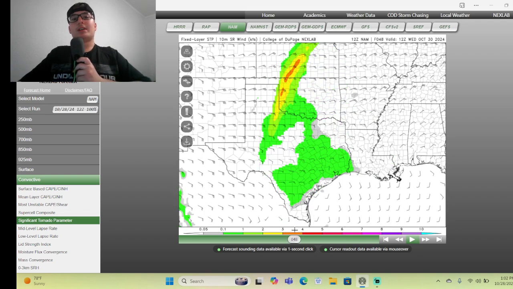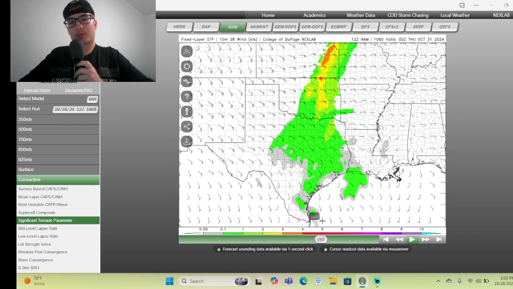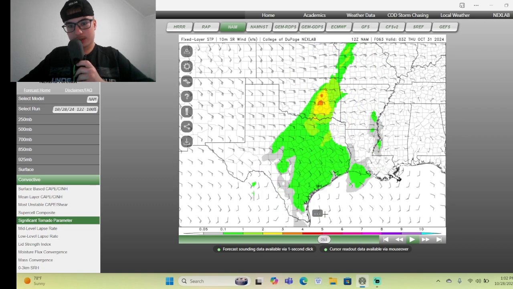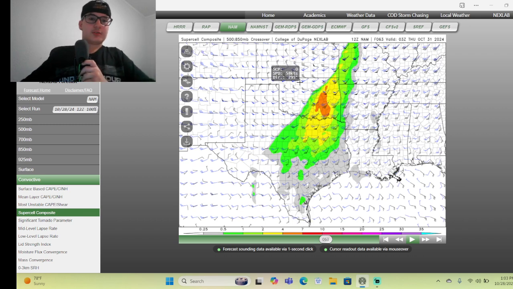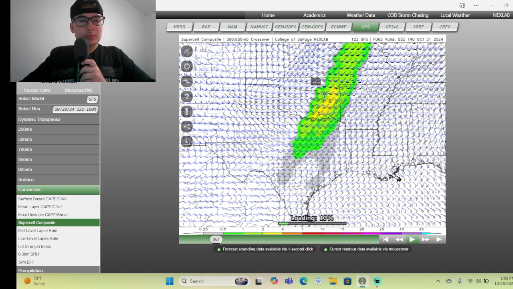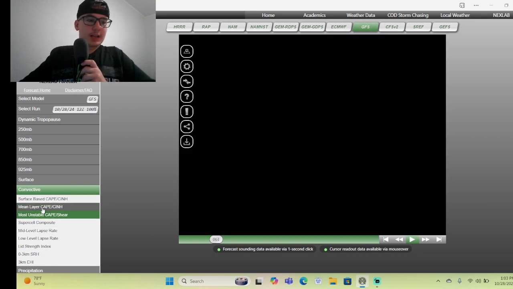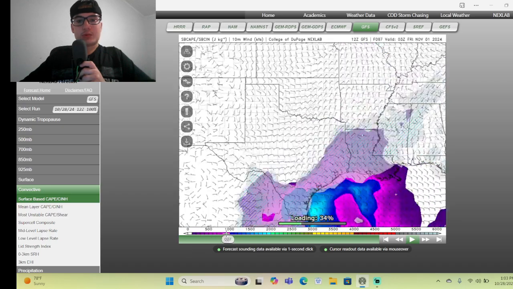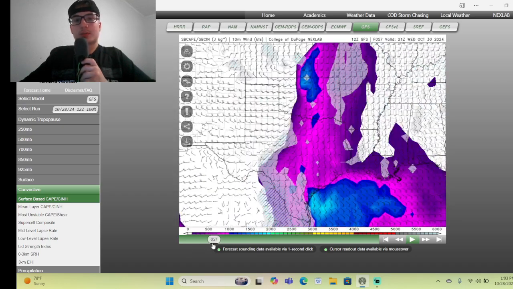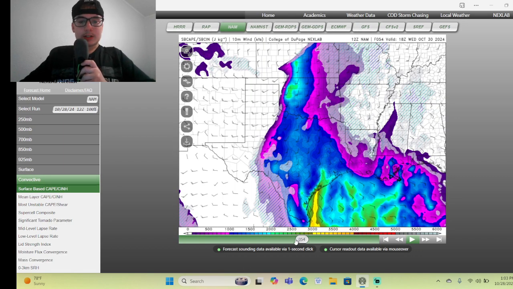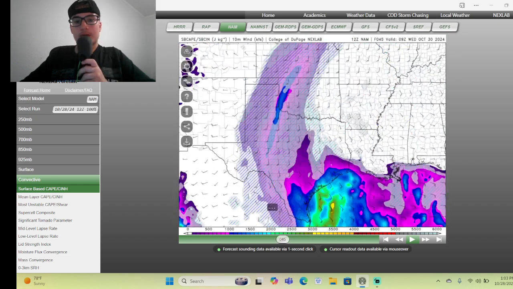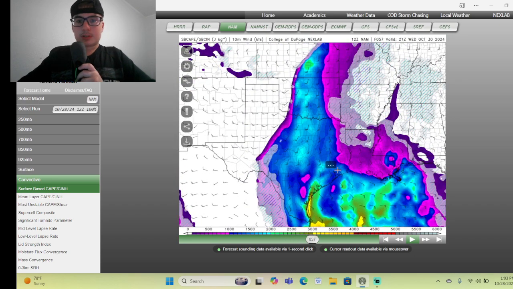This is going to be what's called our STP, the significant tornado parameter. This is what shows us our tornadic potential. This is kind of the area that I was looking at last night. Supercell composites kind of showing the same thing too. If we head over to the GFS, I did want to point out that the GFS last night was still not showing as much instability with this long range model as the NAM. So the NAM is showing a much more favorable environment, a lot of instability.